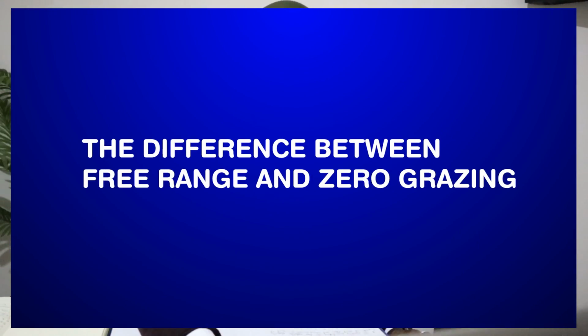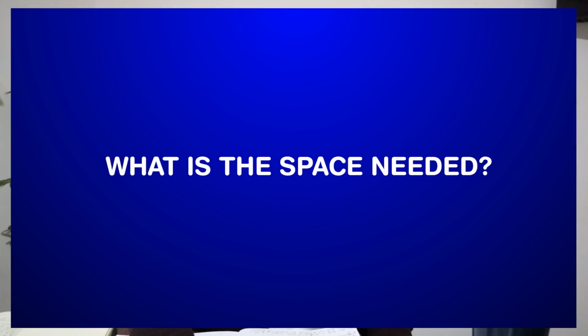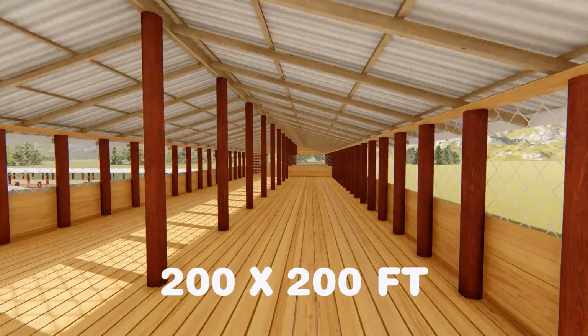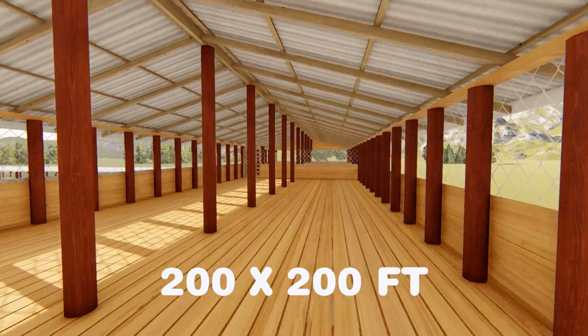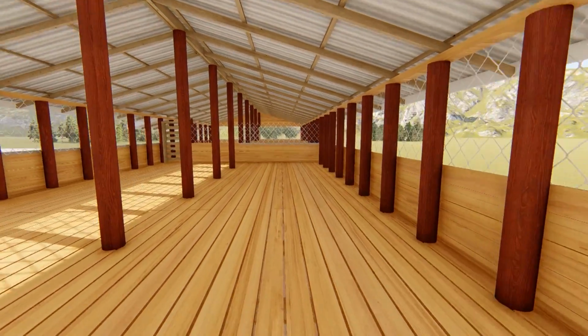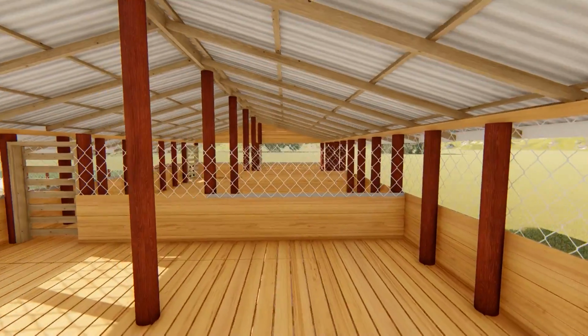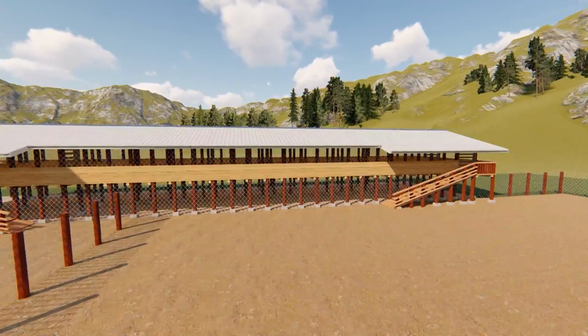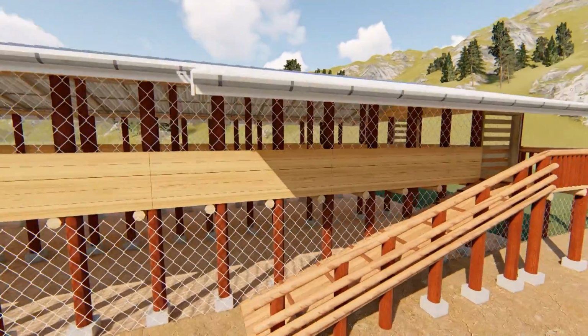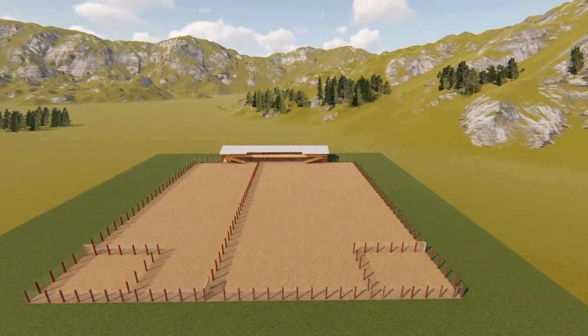We are going to see the difference between free range and zero grazing, but before we go to that, what is the space needed? If you're going to put up this structure, you need 200 by 200 feet. It will fit there very well, whether it is for free range or zero grazing, because for free range we just need the partitioned structure, we also need the play area.